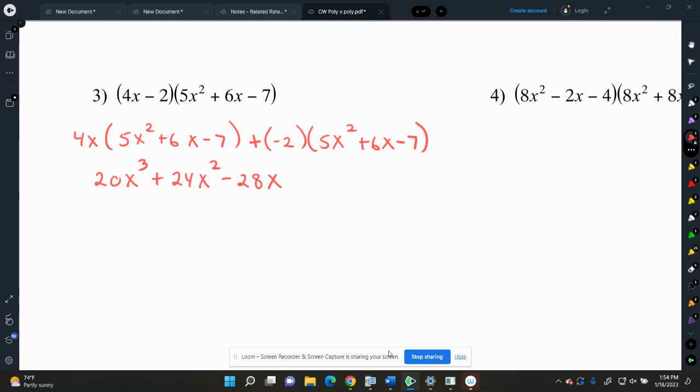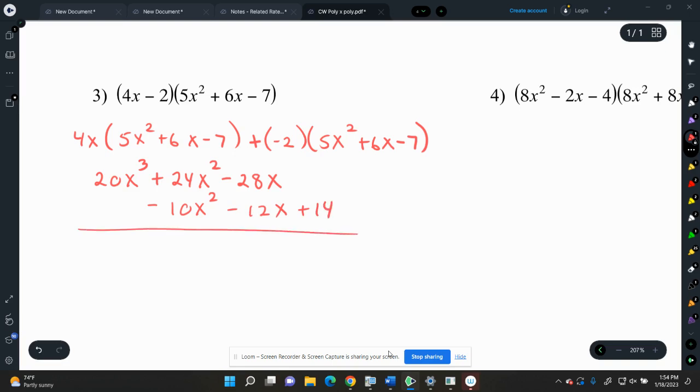Shayna, what do I get when I distribute the -2? -10x squared plus -12x plus 14. Excellent. And then we're going to combine our like terms. So we get 20x to the third plus 14x squared minus 40x plus 14. And we're done.